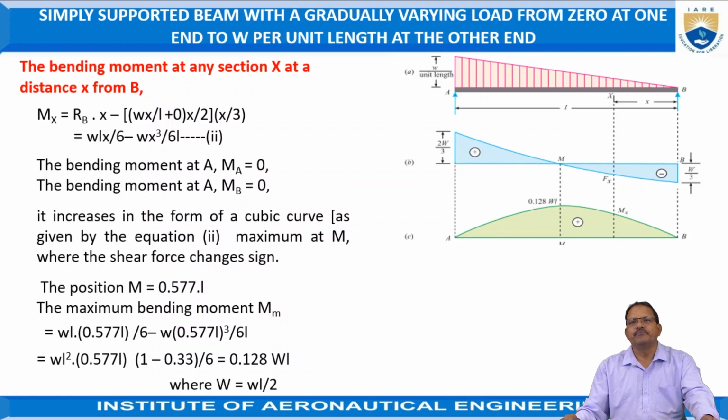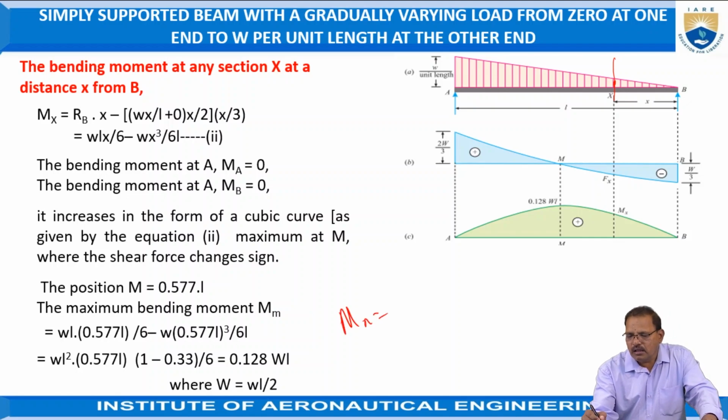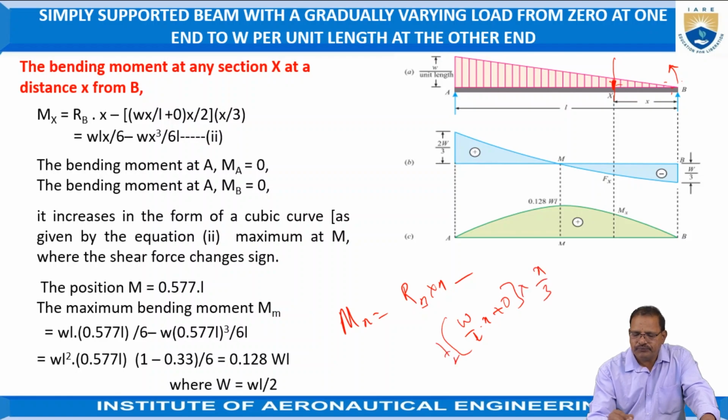The bending moment at any section X at a distance of X from B, Mx. The reaction RB tends to cause a sagging effect, so it is positive. The total force of the load is W by L into X, acting at a distance of X by 3. So Mx is equal to RB into X minus W by L into X square divided by 2 into 3, that is 6. This is called Mx.